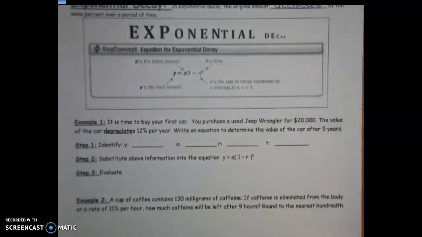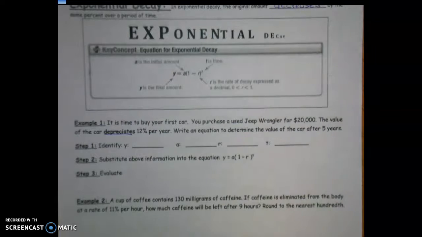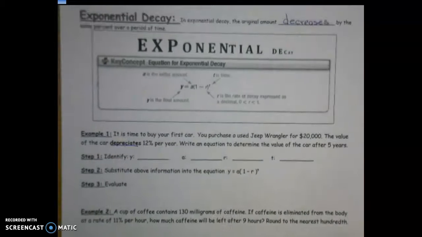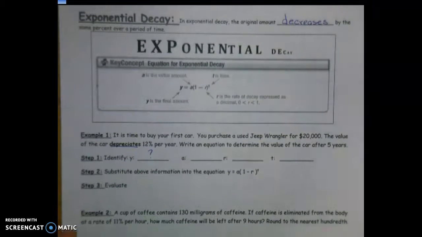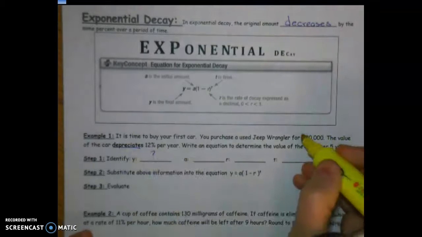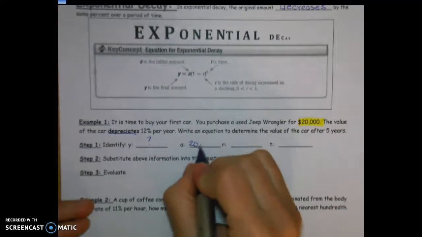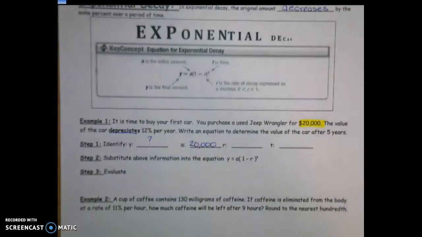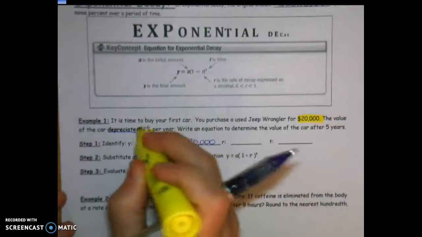So our steps are the same, our variables are the same that we're trying to identify. Again, the only difference is that now we have a minus sign instead of a plus sign because the value will be going down. So let's take a look at the example. My y is what I am looking for, so that's my question mark. My a is the initial value, so here it's 20,000. The r is your rate of decrease, so it depreciates 12%.